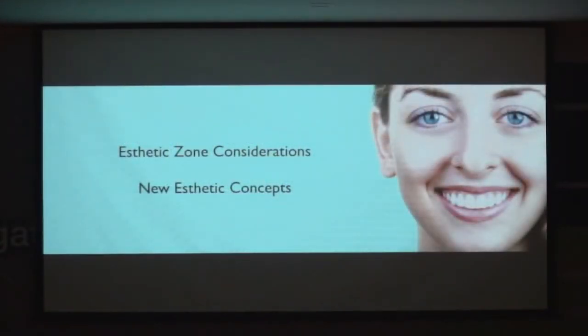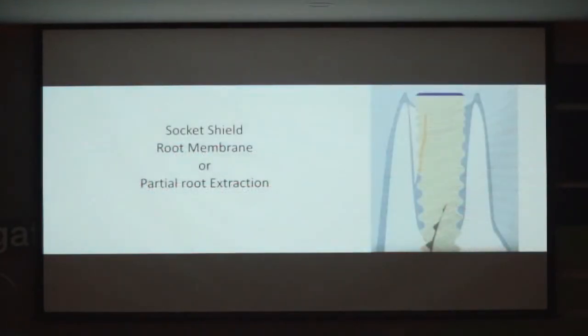So let's look at some new concepts. Now the reason I could do that case on him immediately is because I densified the bone. Now I'm going to show you something that's really, when I say this is really on the cutting edge, it is. Root shields, there are different names for this. Socket shields, root membranes, partial root extractions.